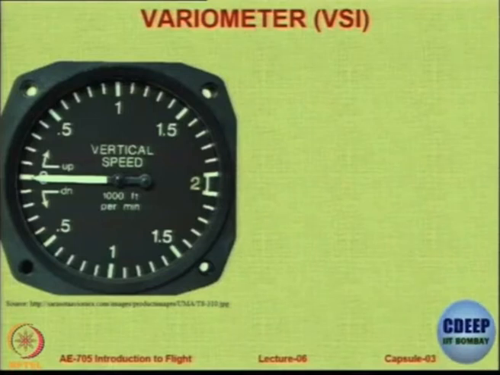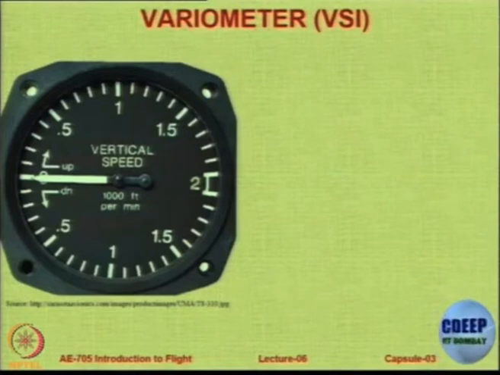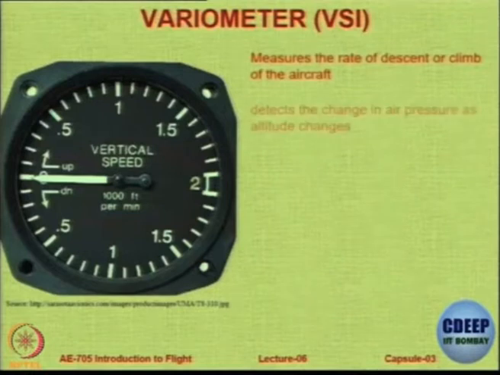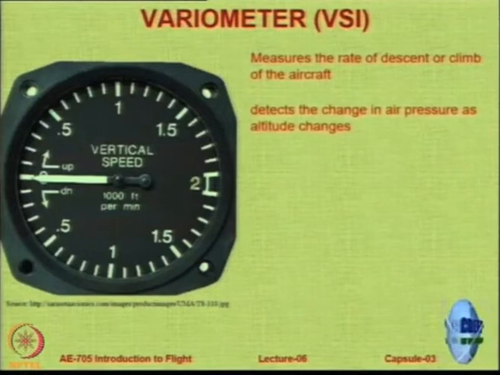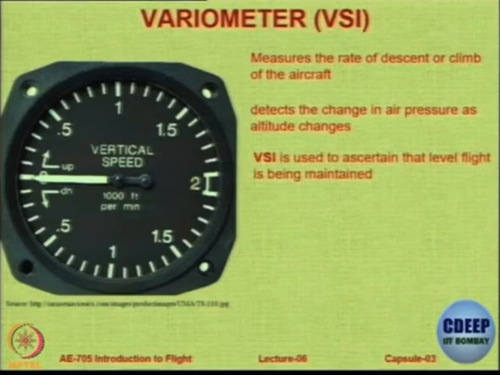Simple instrument again. You can see that it is giving you the values of the vertical speed in 1000 feet per minute, a unit which the pilots are tuned to read, and there is an up area and a down area. When it is moving in the up area, it means the aircraft is climbing or rising in altitude. When it is in the down area, the aircraft is sinking. So, it is very simple. The way it works is also very straightforward. It just detects the change in the static pressure as the altitude changes.